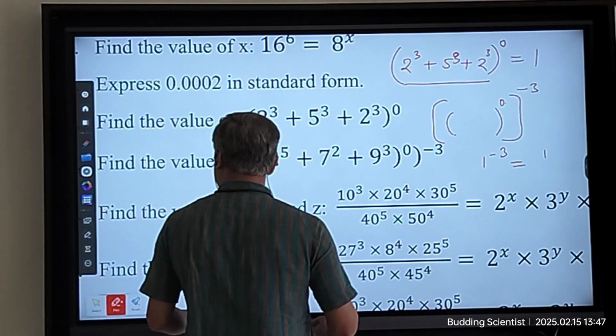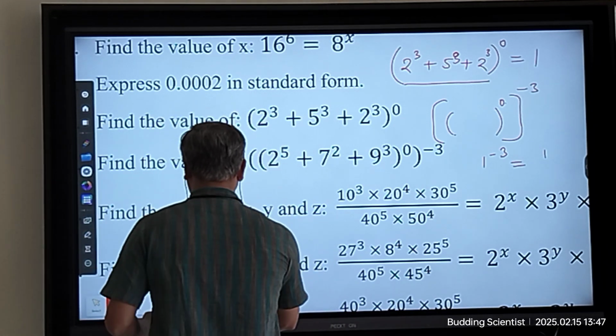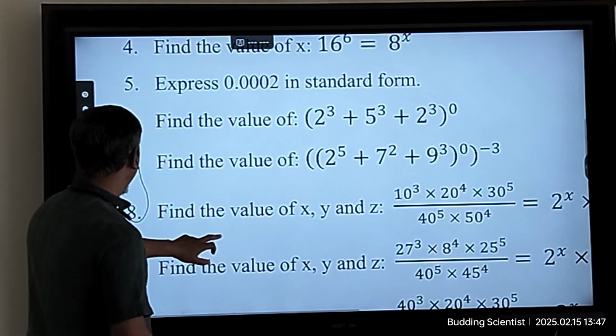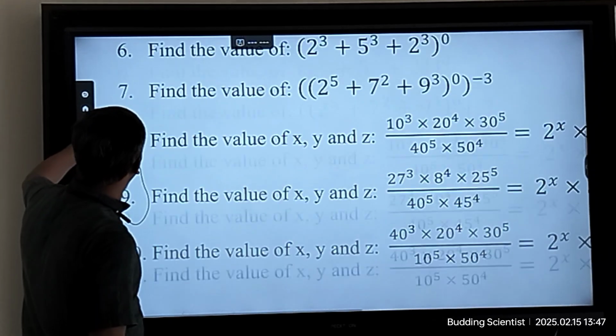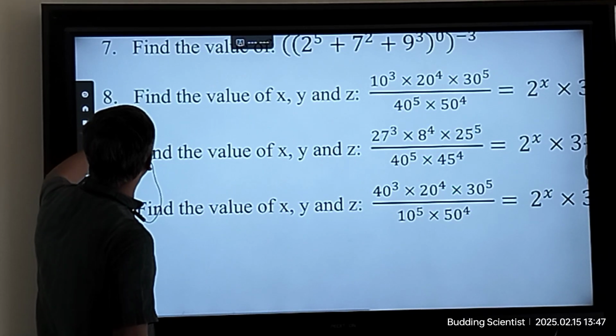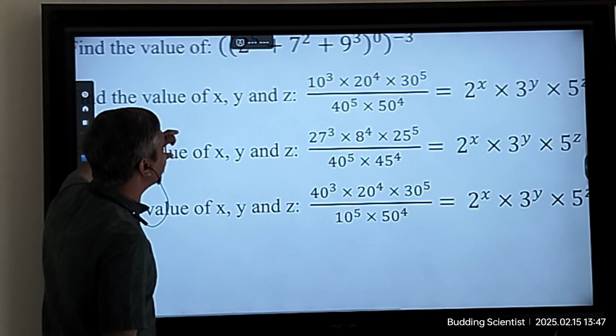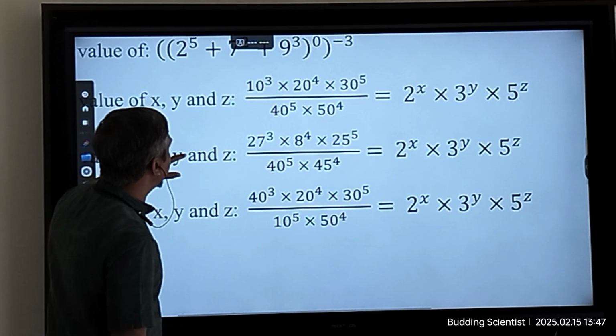Find the value of x. Now in this question we will solve only one question. Numbers 8, 9 and 10 I want you to solve. So 9 and 10 will be for homework. Question number 8 I'll solve completely, entirely.